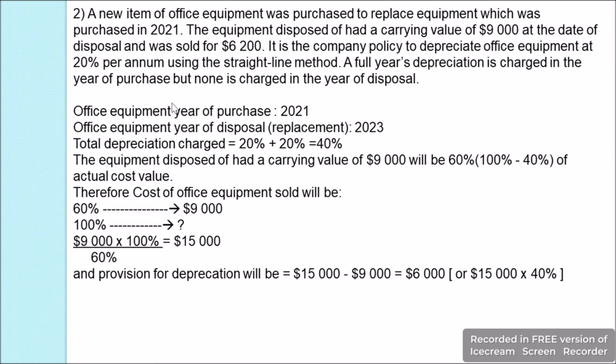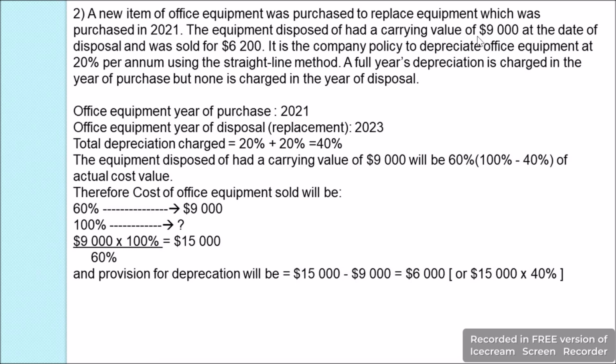So here it was given that the equipment was purchased in the year of 2021 and this was sold or replaced in the year for which we are making the cash flow statement, that is year 2023. And here it was given that the depreciation is 20% per annum using straight line method. So the depreciation for the year 2021 will be 20%, for the year 2022 will be 20%. However, there will be no depreciation charge in the year 2023 as none is charged in the year of disposal. So the total amount of depreciation which is charged on this equipment was 40%.